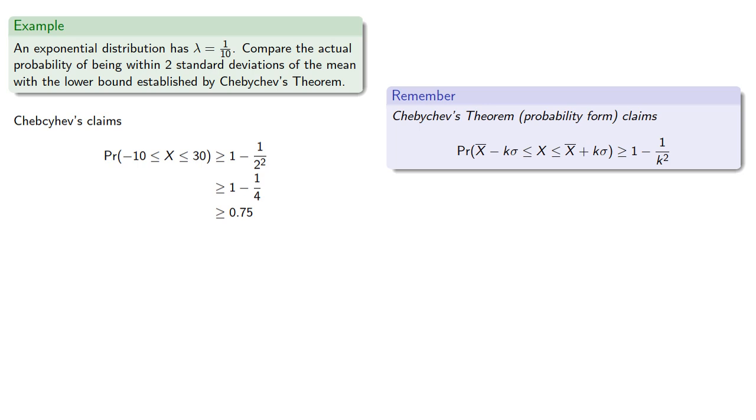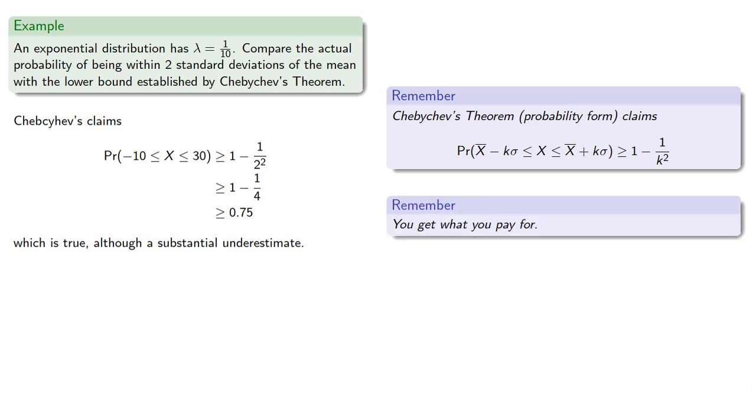So Chebyshev's gives us a substantial underestimate. But remember, you get what you paid for. Chebyshev's is very easy to apply and works for any distribution, whereas here we had to do some integration and know some more things about our distribution to get this answer.